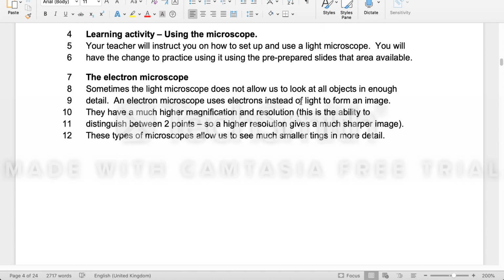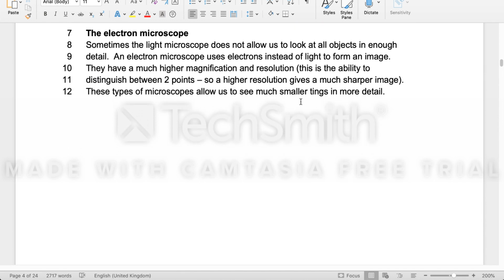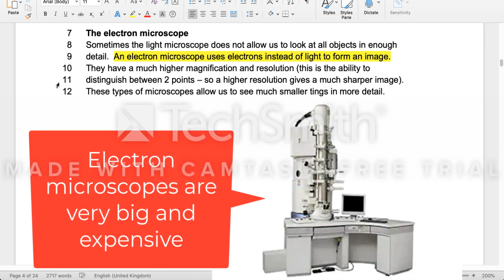So here we go. The electron microscope. Sometimes the light microscope does not allow us to look at all objects in enough detail. An electron microscope uses electrons instead of light to form an image. So here's something I want you to highlight. An electron microscope is actually a lot more powerful than a light microscope.